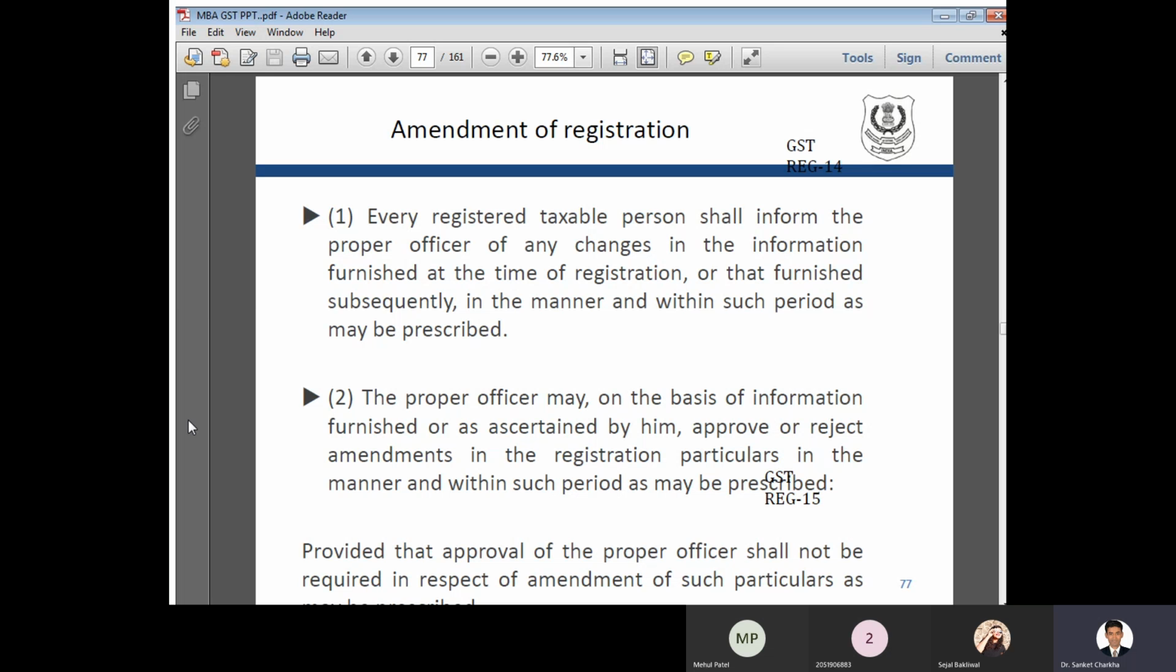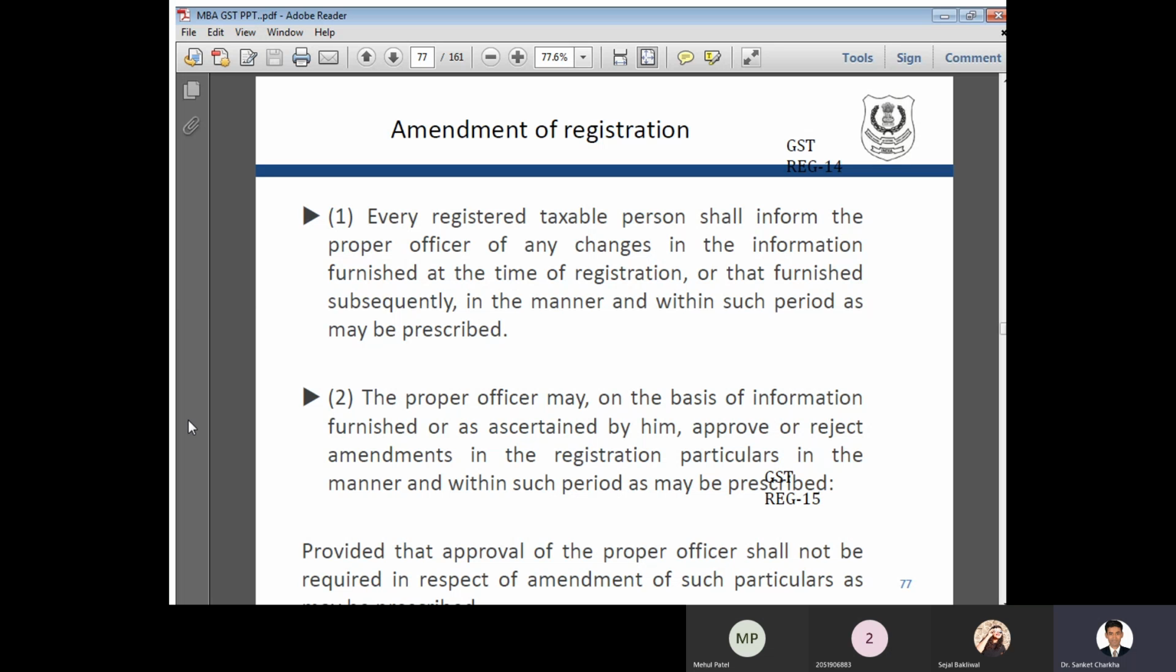Whatever amendments you have made, you have to see that they have been done in a proper way, and that it has been communicated to all the respective stakeholders or the authorities concerned. The proper officer may, on the basis of information furnished or as ascertained by him, approve or reject amendments in the registration particulars in the manner and within such period as may be prescribed.